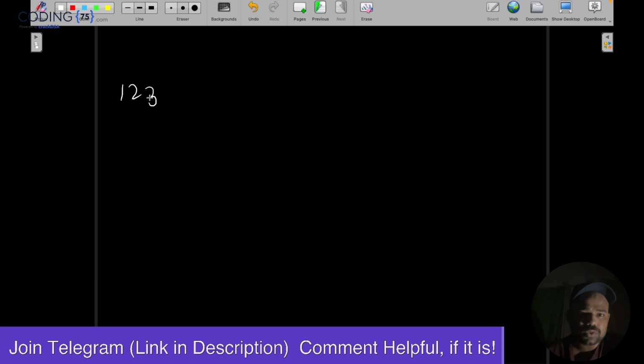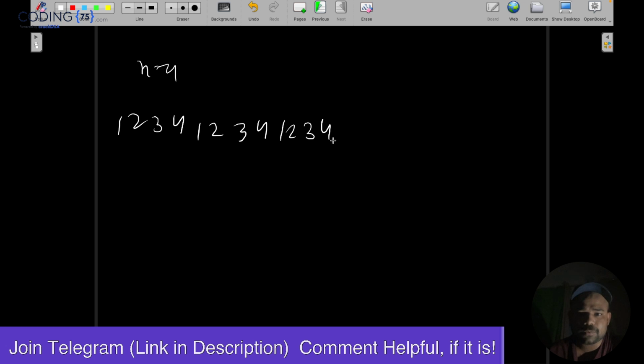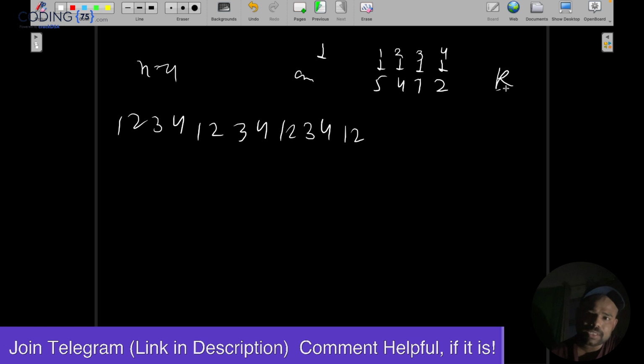Like this, 1 2. So let's say n is 4. So 1 2 3 4, 1 2 3 4, 1 2 3 4, and like this 1 2, let's say, based on number. For each number you have some frequency given to you in the form of an array. Let's say 5 4 1 2 3. 1 2 means 1 is present 5 times, 2 is present 4 times, 3 is present 1 time, and 4 is present 2 times, right? And you have k also, meaning you can take k more numbers, right?